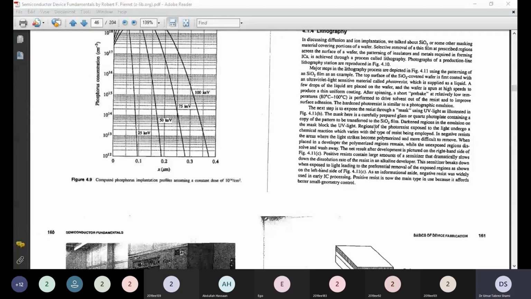After spinning, a short pre-bake at a relatively low temperature, from 80 degrees C to 100 degrees C, is performed to drive solvent out of the resist and to improve surface adhesion. The hardened photoresist is similar to a photographic emulsion. The next step is to expose the resist through a mask using ultraviolet light, as illustrated in figure 4.11b.